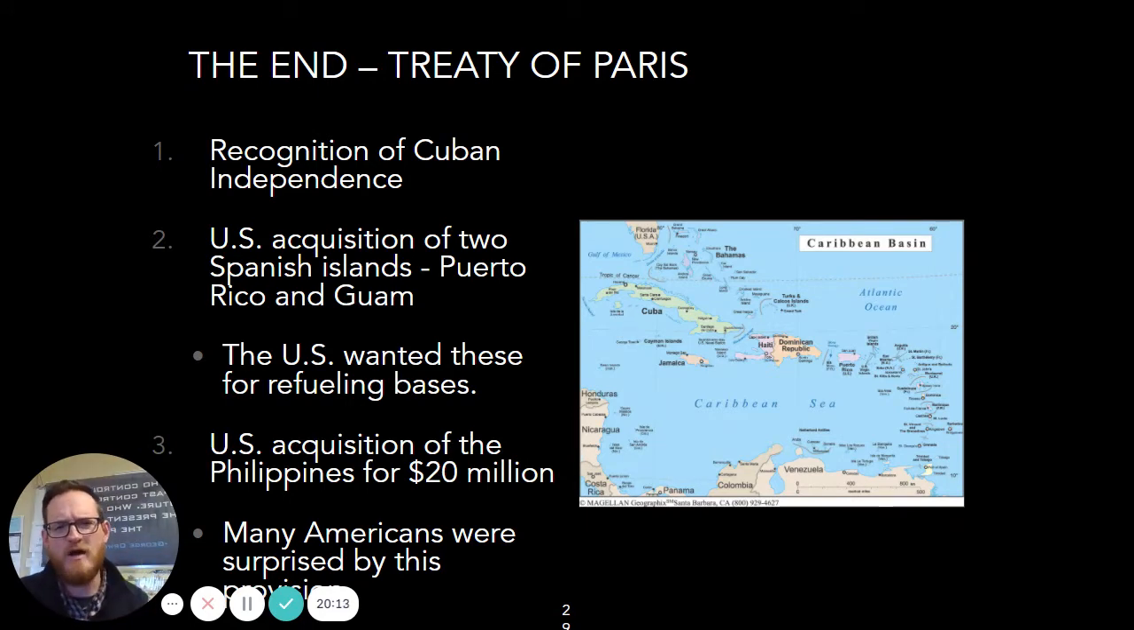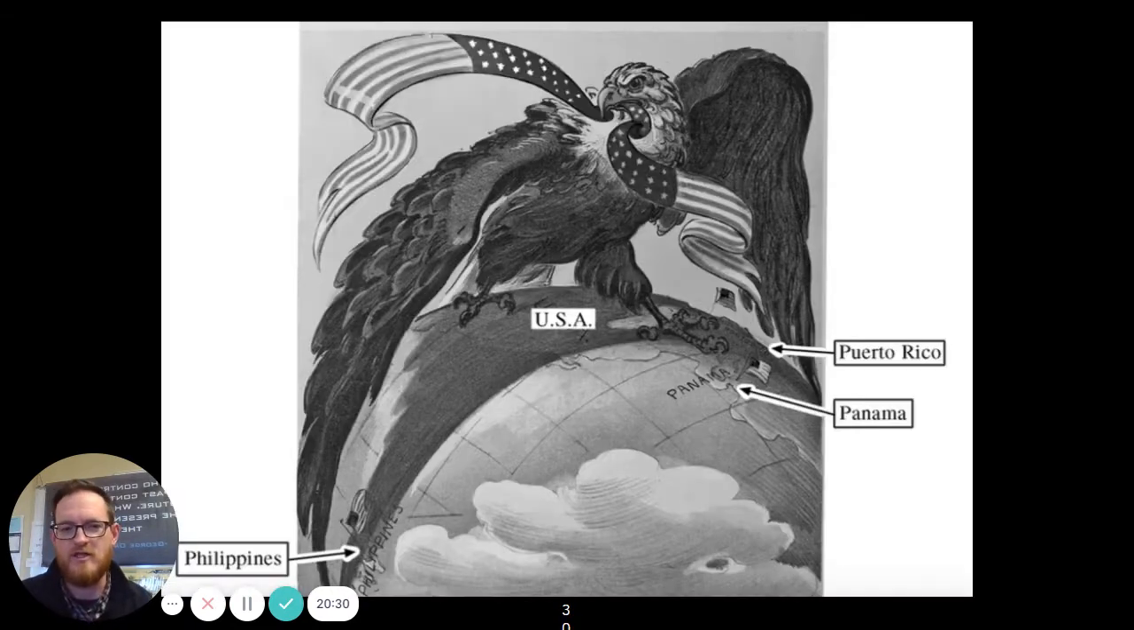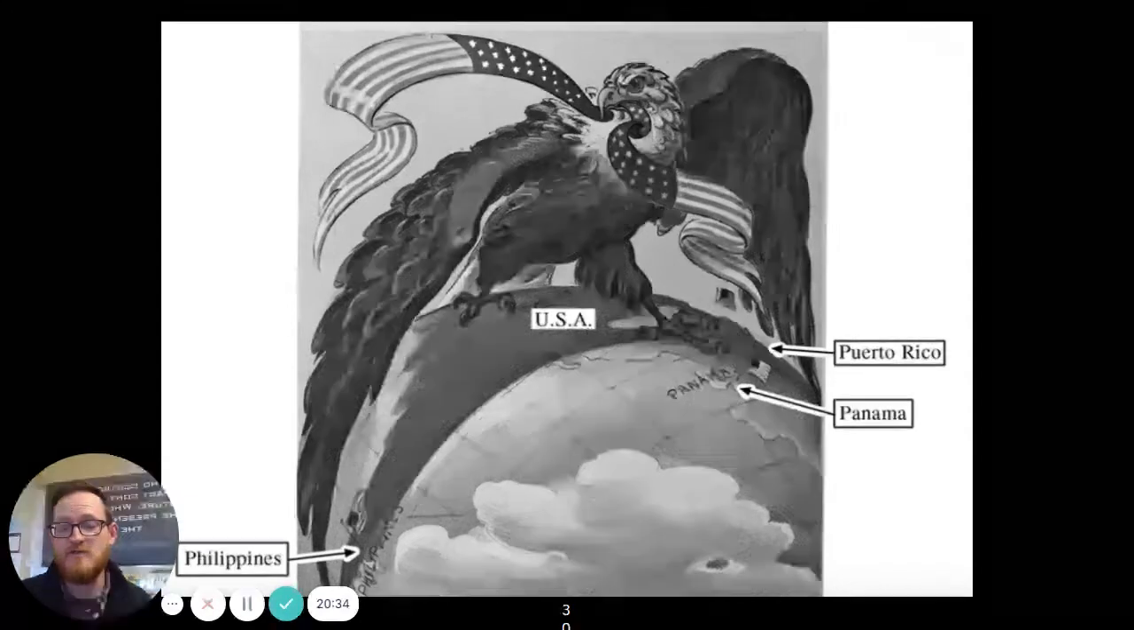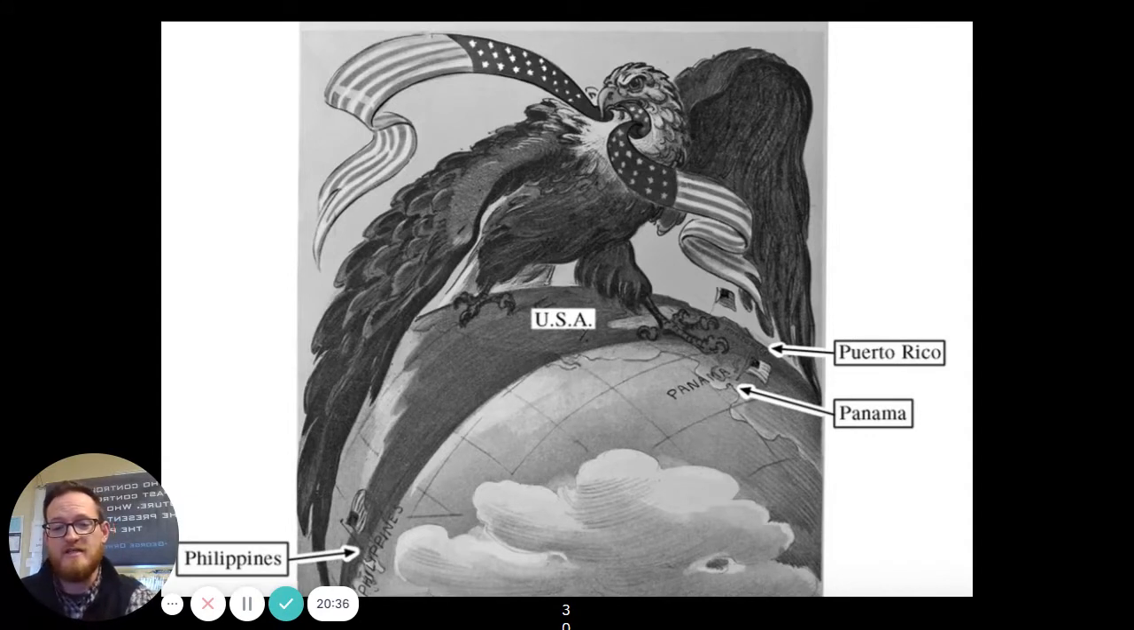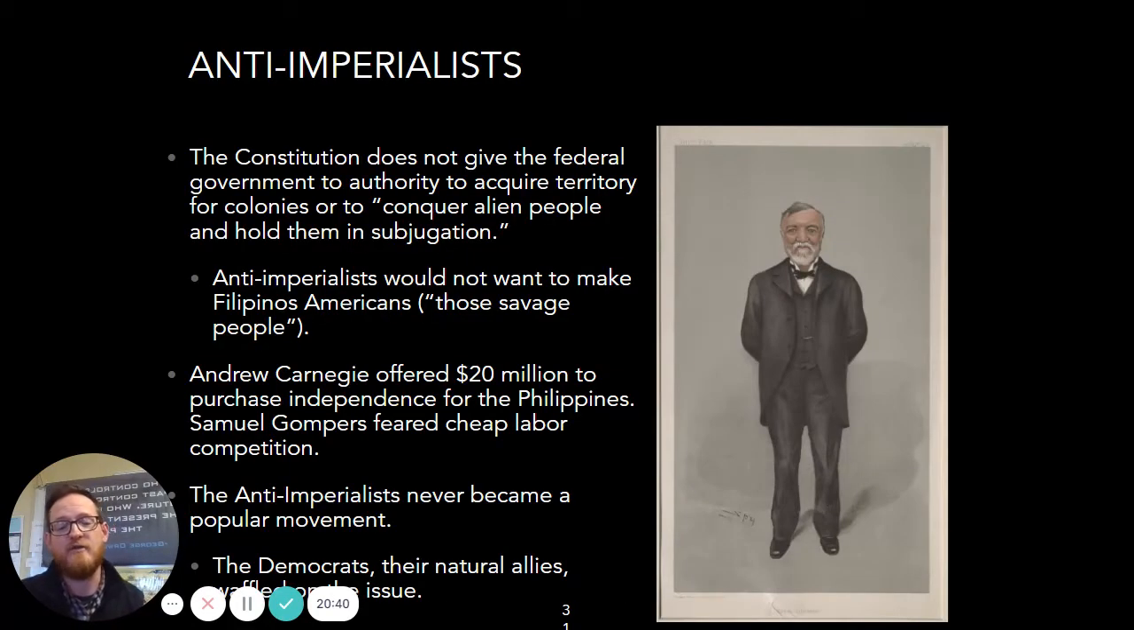And then the last part is that we would acquire the Philippines for $20 million. And this is going to be something that really shocked people, because people are like, again, why are we acquiring the Philippines? Like, how did that become part of this equation? But it would. And it would be a very problematic part of this equation that you are going to see. Again, you see here this political cartoon, a very famous one to show the results of this. You see the Philippines, Puerto Rico, and Panama there, and now us exerting our influence over it.